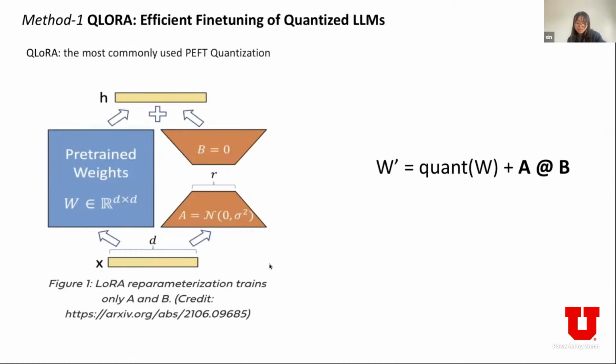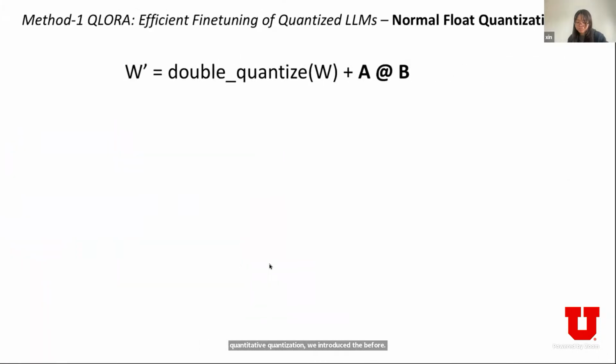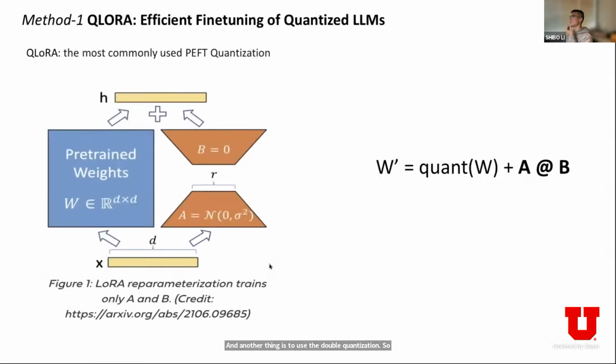So another thing I would like to mention here is the quantization of the weight. Firstly, it uses the normal float quantization we introduced before, and another thing it uses is the double quantization. B is initialized as zeros, right? Yeah, it's the initialization. Okay, makes sense.